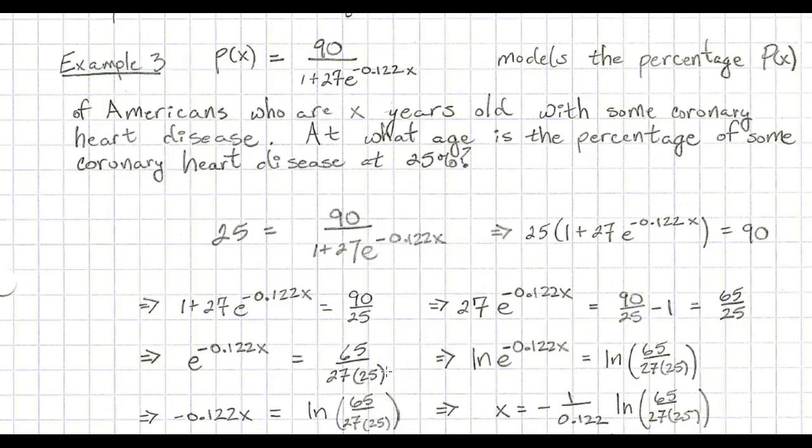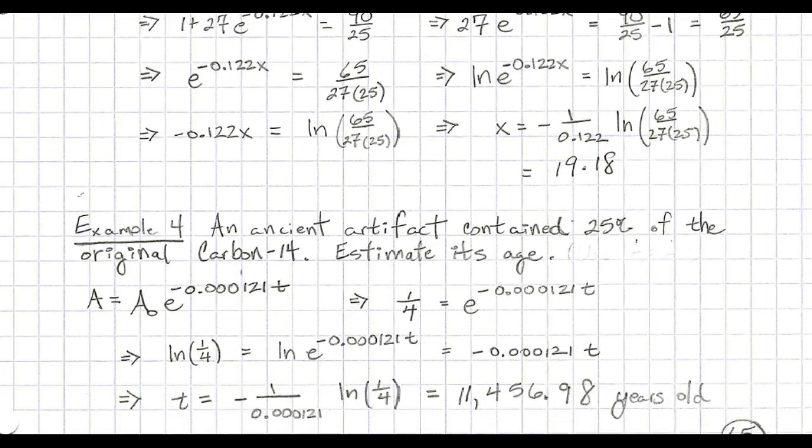And I finally have it in the form of an exponential function: e to some exponent, which has our variable, equals a constant on the right-hand side. Again, I'm not going to be able to write 65 over (27 times 25) as e to the something. So I'm going to use the logarithm, and I'm going to use the natural logarithm because I have a base e. So the natural log of e to the minus 0.122x equals the natural log of 65 over (27 times 25). And the reason we did that again is to bring that exponent down.